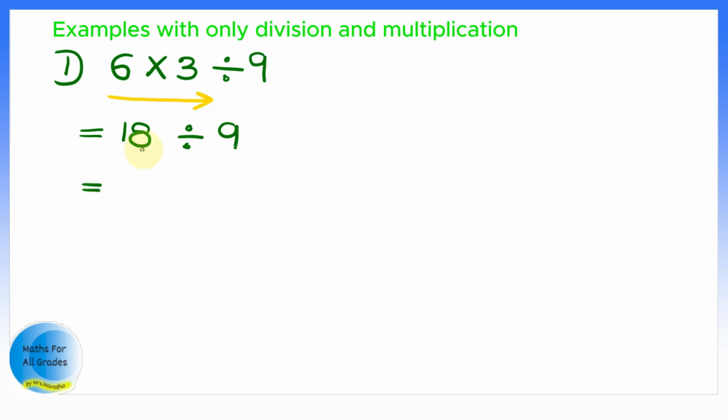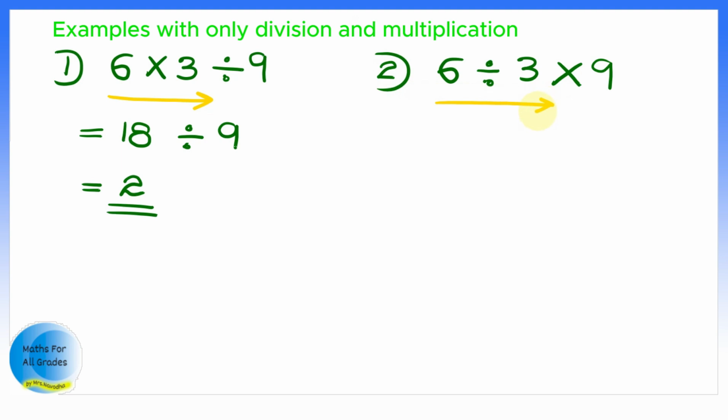Now divide 18 by 9. Answer is 2. Okay, for the next question, I'm using the same whole numbers 6, 3 and 9. But this time division comes on the left side and the multiplication comes on the right side. Now where are we going to start this question? Remember the rule, when you've got multiplication and division, you always start from the left side to right.